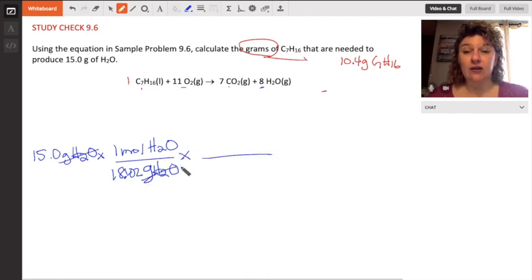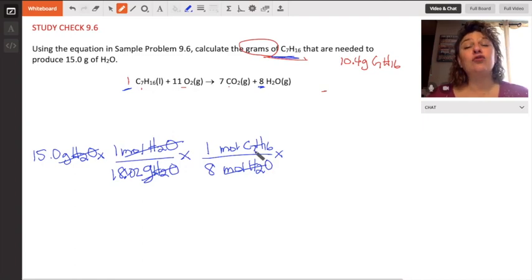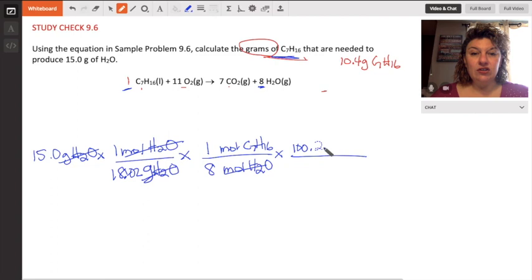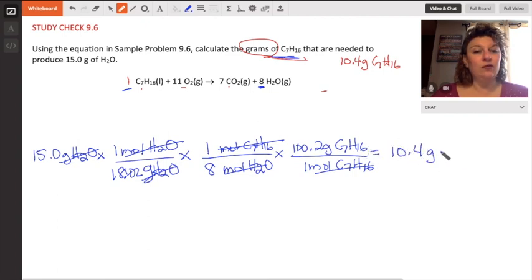So we've gotten rid of our grams here. Now I know I need to put moles of water on the bottom, and I'm trying to get to C7H16. So I know I'm going to put moles of C7H16 here. Now I use the mole-to-mole ratio. The 8 goes down here, and this invisible 1 from over here goes there. Now, my moles of H2O have canceled. Now I have moles of C7H16. I need grams of C7H16. So again, I use my molar mass, which is 100.2 grams of C7H16 per 1 mole of C7H16. And as you can see, my moles cancel out. I'm left with just grams, and I end up with 10.4 grams of our C7H16, which is heptane.